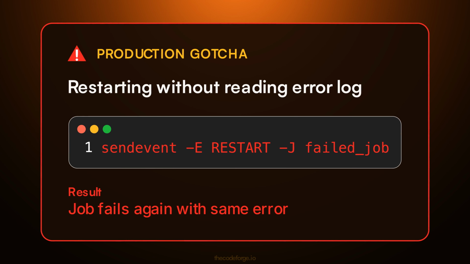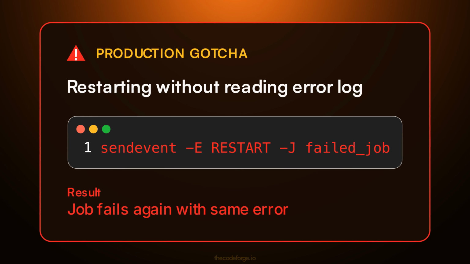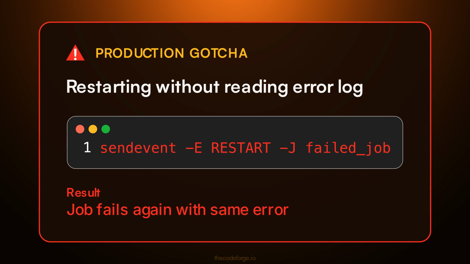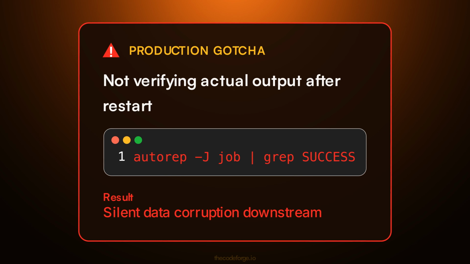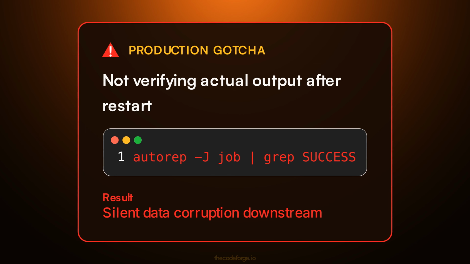Restarting without reading the error log is the most common mistake. The job will fail again with the same error, wasting time and causing pager fatigue. Always run autorep -J job -d to find the error log path and tail it before any restart. A success status only means the exit code was 0. It does not mean the data is correct. An empty or corrupt file with exit code 0 is a silent production killer. Always validate actual output, file size, row count, or a checksum.